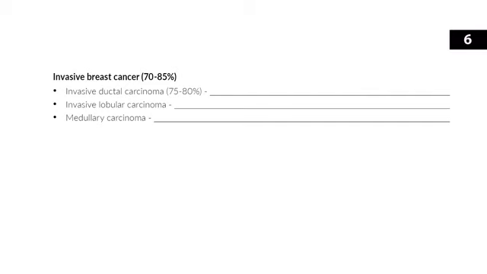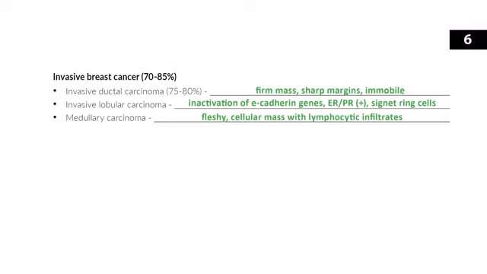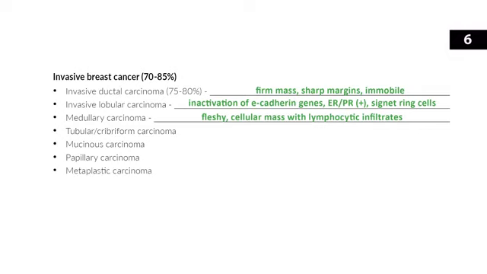Ductal carcinoma and lobular carcinoma are the two most important types of invasive breast cancer to know for your test, but just for completeness, we've listed several other types. Medullary carcinoma is a fleshy, cellular mass with lymphocytic infiltrates. Then there's tubular or cribriform carcinoma, mucinous carcinoma, papillary carcinoma, and metaplastic carcinoma.